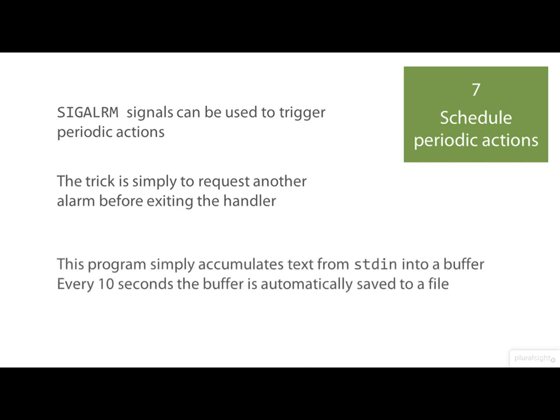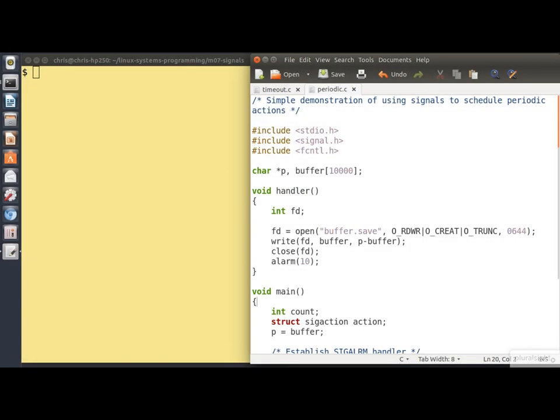In the program we're going to look at, we simply accumulate text from standard in into a buffer, and every 10 seconds the buffer is automatically saved to a file. Let's take a look at one final piece of code.